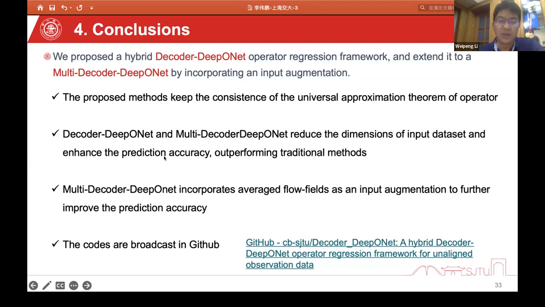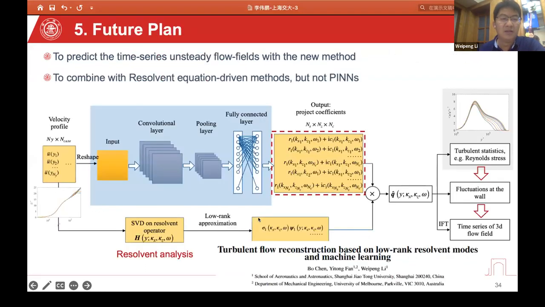also the training cost is somewhat reduced because the dimension of the matrix is reduced by the decoder, and also my decoder performed better. All the data and all the code has been uploaded to GitHub, and you can check this link.